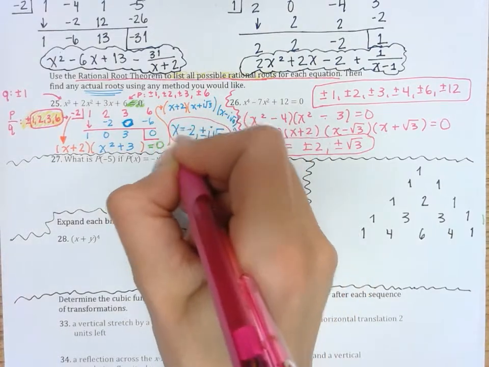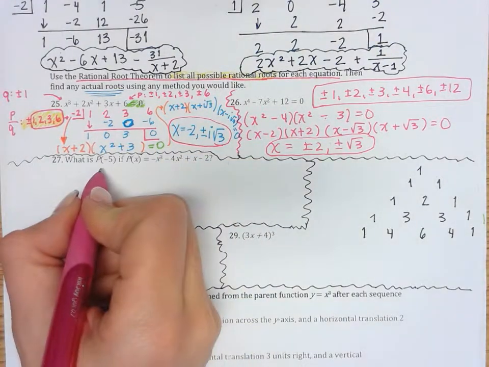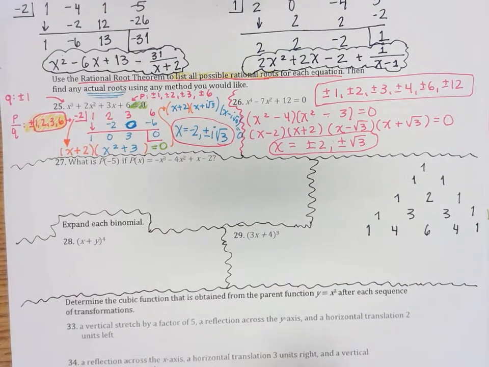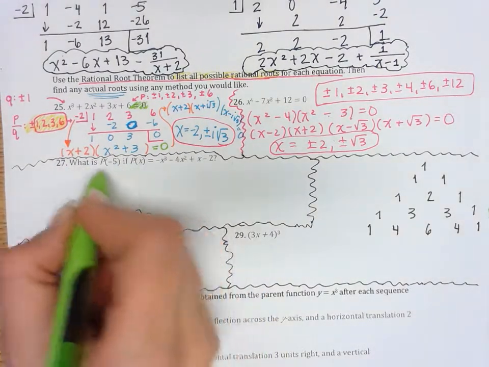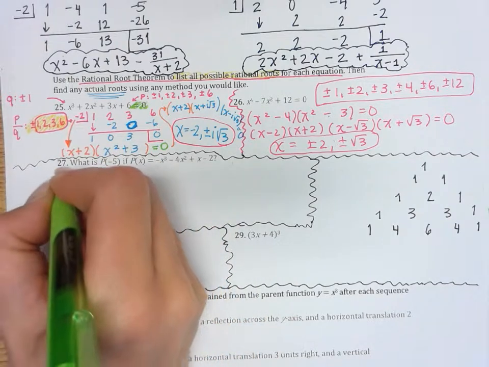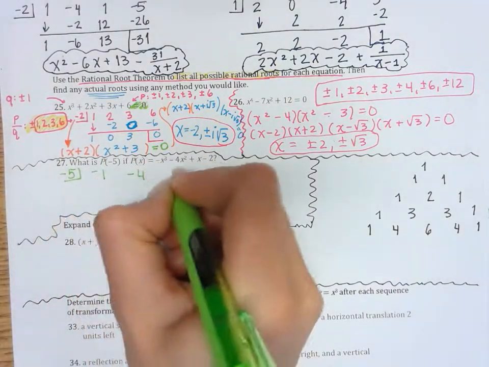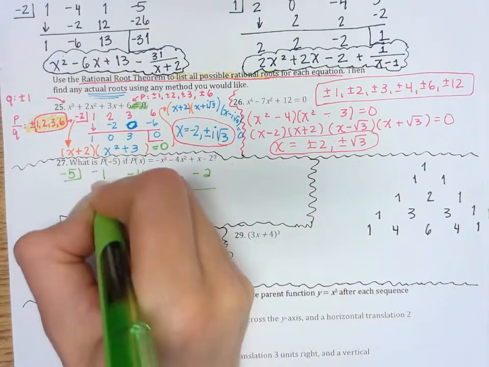Roots and roots. Finished. P of negative 5. You can plug it in. It doesn't say you have to use synthetic division or the remainder theorem. I'm going to use remainder theorem. So how am I going to get this? Plug in negative 5. I got negative 1, negative 4, 1, and negative 2. And we just go from there.